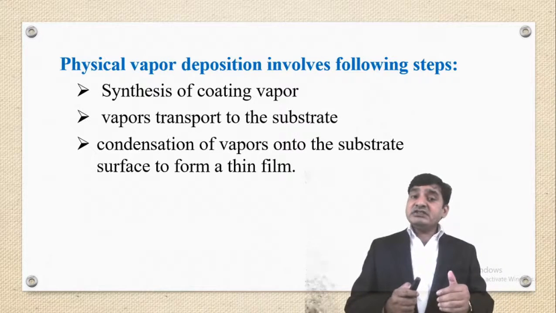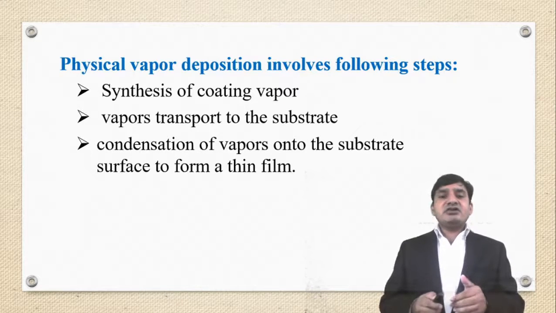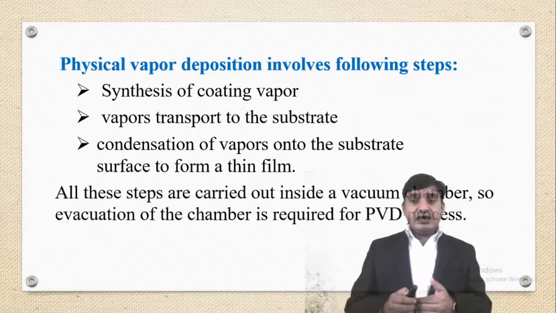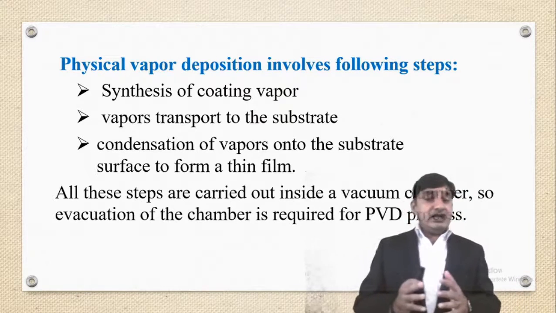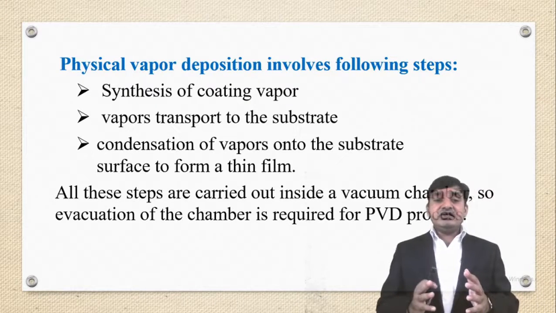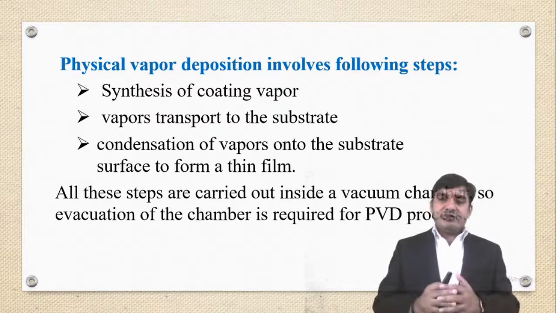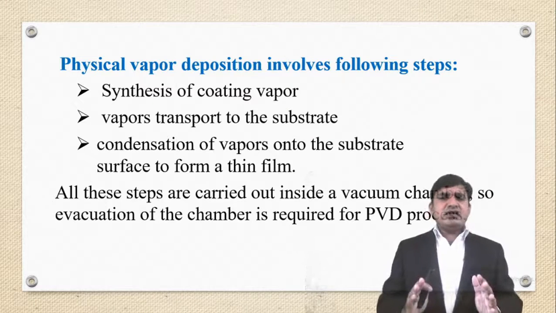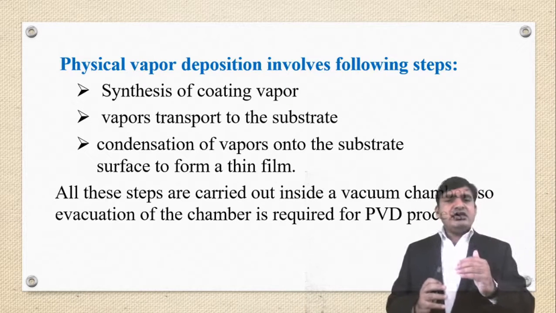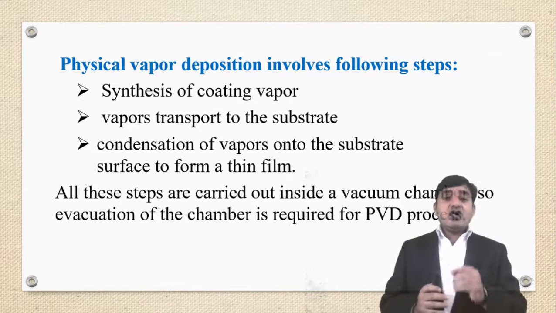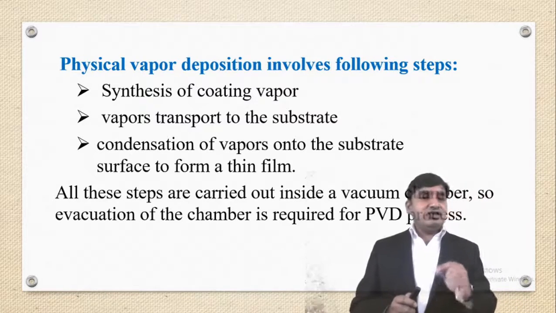The vapor is transferred to the substrate. All these steps are carried out inside the vacuum chamber, so the evacuation of the chamber is required for physical vapor deposition. Therefore, the vacuum chamber is evacuated. Then the vapor is condensed onto the substrate surface to form a thin film.